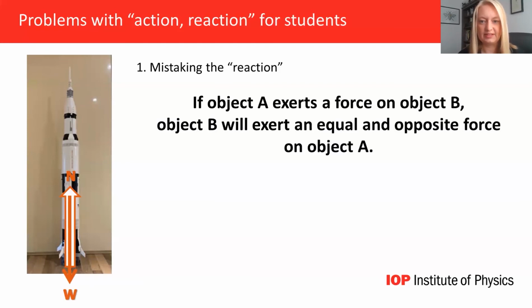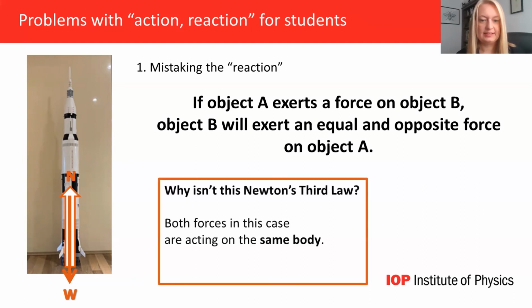So if we go back to our fuller law, as it were: if object A exerts a force on object B, then B will exert an equal and opposite force on object A. Well, hopefully we can see quite clearly that this can't be a situation of Newton's third law, because both the forces are acting on the same body. In this case, that downwards force and the upwards force are both acting on the rocket. There is no object A and there is no object B.